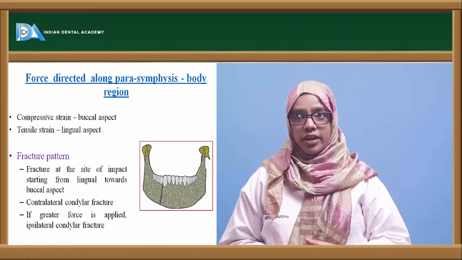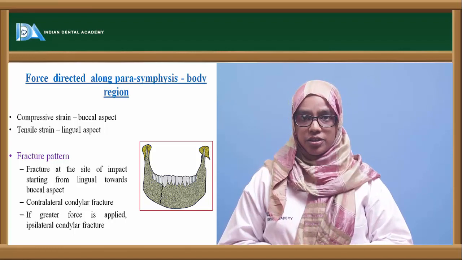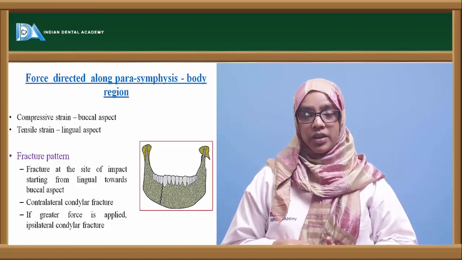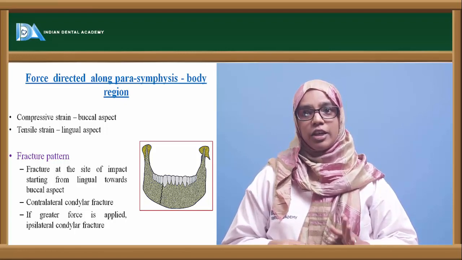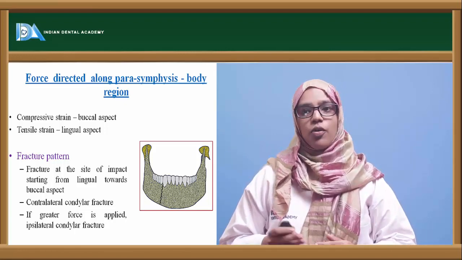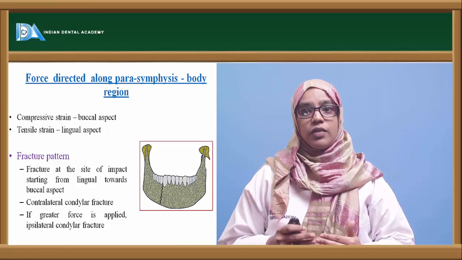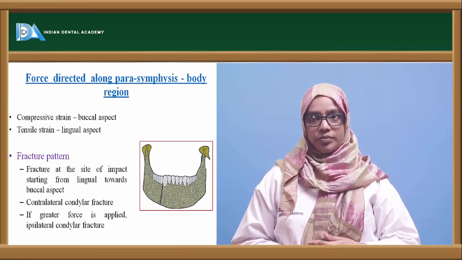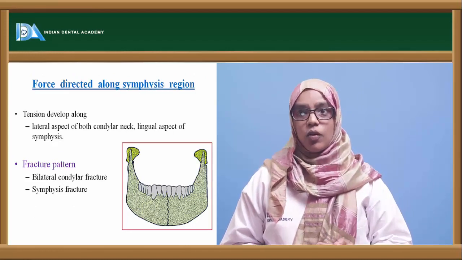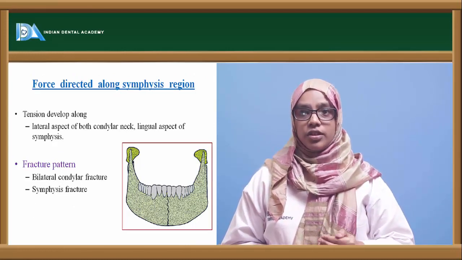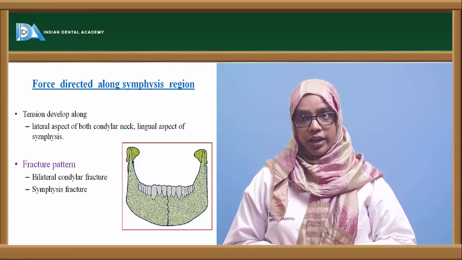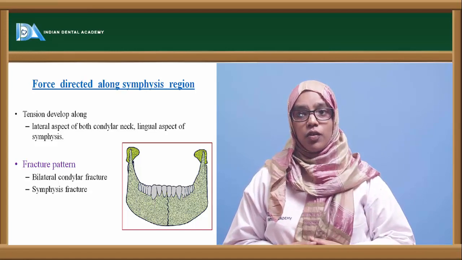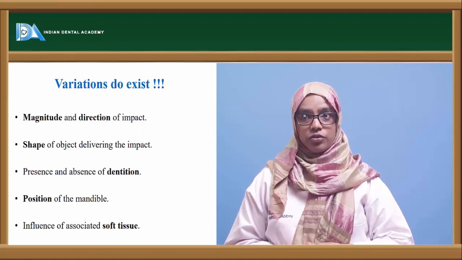when force is directed at the parasymphysis and body region, compression occurs on the buccal aspect, whereas tension occurs on the lingual aspect. This results in fracture at the site of application of force and a contralateral condylar fracture. And if greater force is applied, it could also result in an ipsilateral condylar fracture. When force is directed along the symphysis region, tension develops on the lateral aspect of the condyle and on the lingual aspect of the symphysis region, which results in bilateral condylar fracture and symphysis fracture.